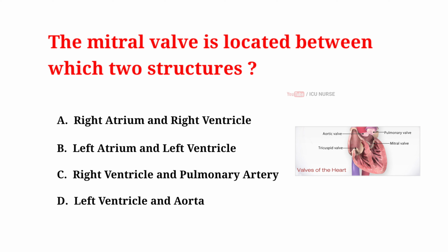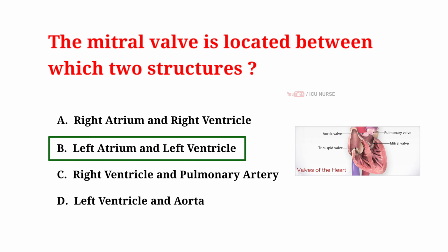The mitral valve is located between which two structures? A. Right atrium and right ventricle. B. Left atrium and left ventricle. C. Right ventricle and pulmonary artery. D. Left ventricle and aorta. And the correct answer is B. Left atrium and left ventricle.